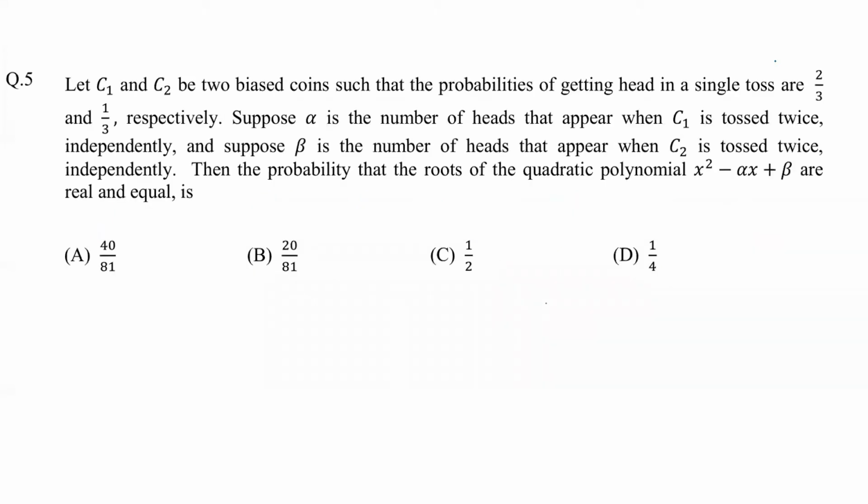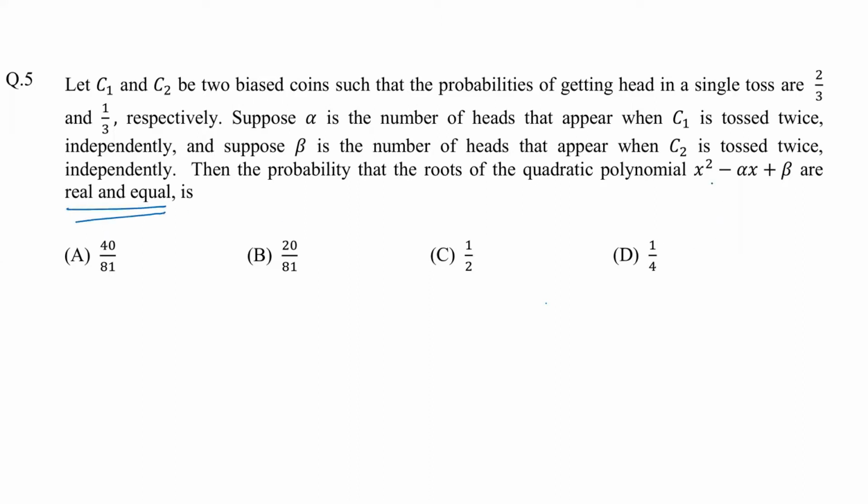Okay, so the question says C1 and C2 are two biased coins such that the probabilities of getting heads in a single toss are 2 by 3 and 1 by 3 respectively, and alpha is the number of heads that appear on C1 and beta is the number of heads that appear on C2, and they're saying the roots of this quadratic equation are going to be real and equal.